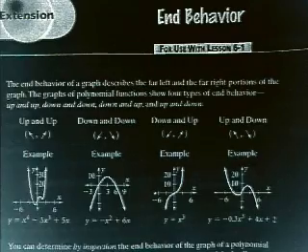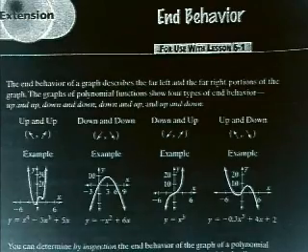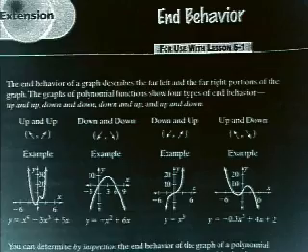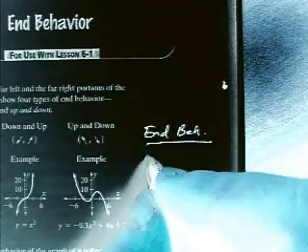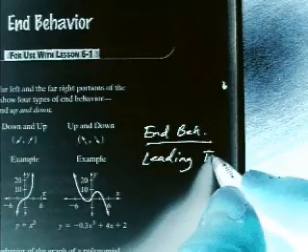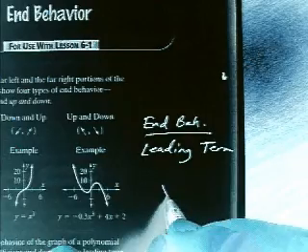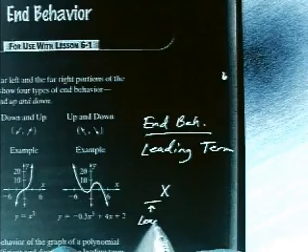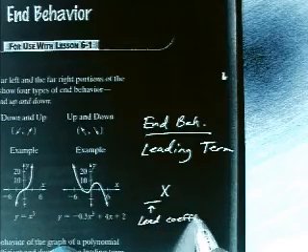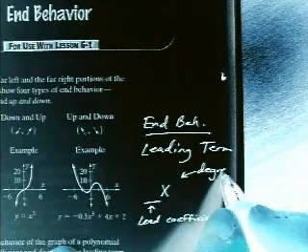And so what we're going to try to do is look at an equation and be able to tell what the end behavior is. Well, the end behavior is described best by looking at the leading term. The leading term is going to have a leading coefficient, and it's going to have a degree.